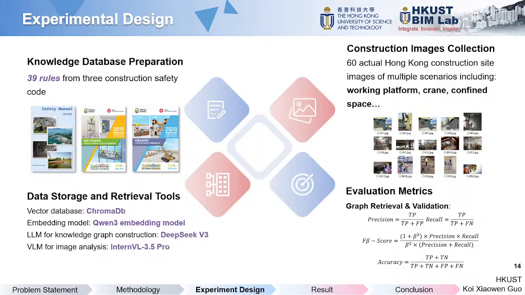And here is our experimental design. We use the 3 handbooks from Hong Kong, and we conduct our experiments primarily on 60 images from real Hong Kong construction sites instead of internet photos. And we use the ChromaDB, Qwen embedding model, DeepSeek V3, and also InternVL 3.5 as our models to do the information retrieval and also the knowledge graph generation. And we compare our precision, recall, and also F1 score as our metrics.